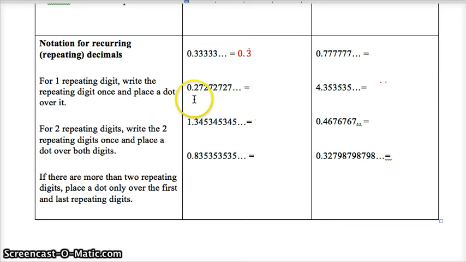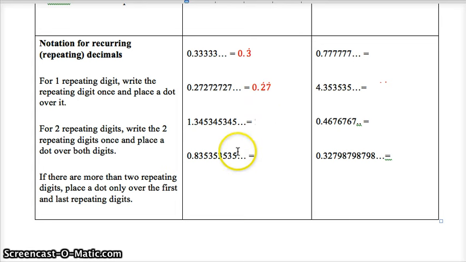Okay, now in the next question, we've got 0.27272727 ... which means it continues on forever and ever. Now we notice we've got 2 repeating digits here. So to show that it's repeating, we have to put a dot on top of the 2 and the 7. So we write 0.27 and they both have dots on them.